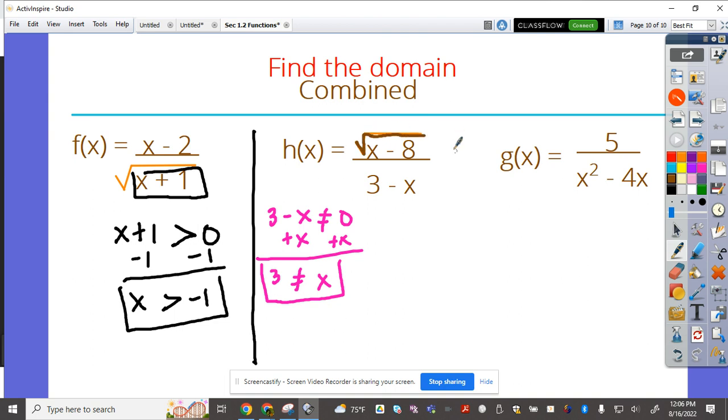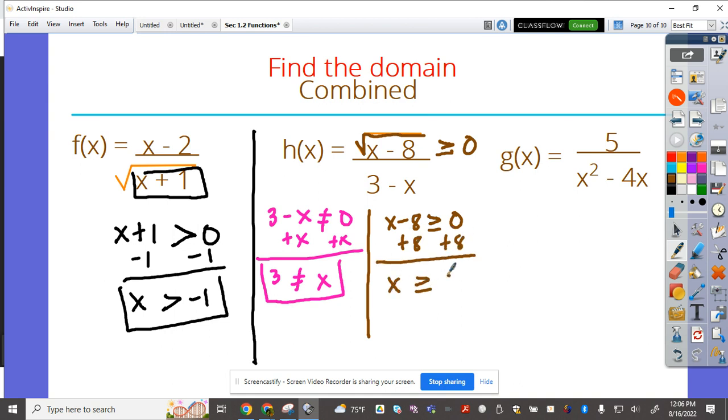And look at the square root. What is the rule for the square root? Has to be greater than or equal to 0. So we have two problems here. So x minus 8 greater than or equal to 0. So add 8, add 8. So therefore x must be greater than or equal to 8. Okay, so anything from 8 onwards. So the answer is all the numbers except x cannot be equal to 3. Also, union, another one that has to be x greater than or equal to 8.